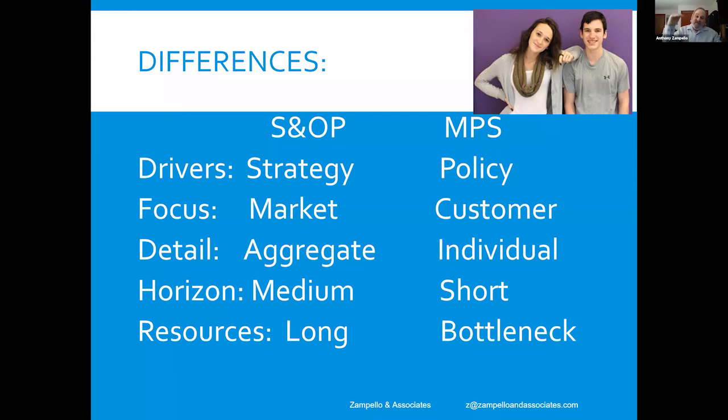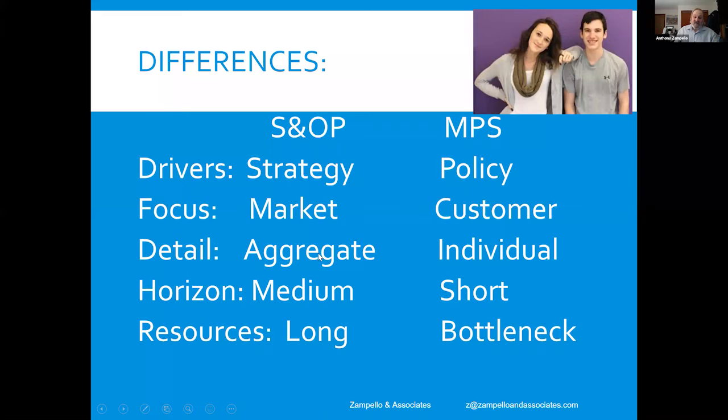Hey, you've got to keep this level of production. You can only increase it or decrease it by 5% from one week to the next. You can only have this much overtime, the budget, all those kind of lower, detailed policies. Our focus in S&OP, as we've discussed, is the market, while in MPS, it's the customer itself.